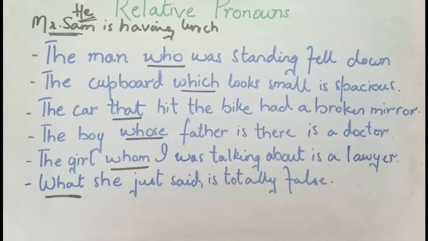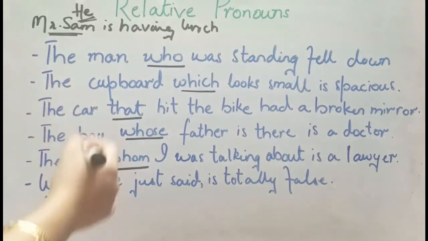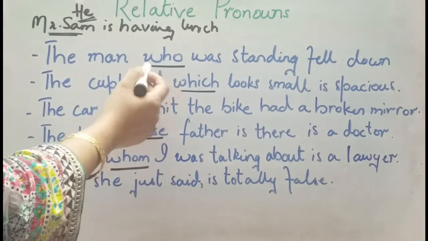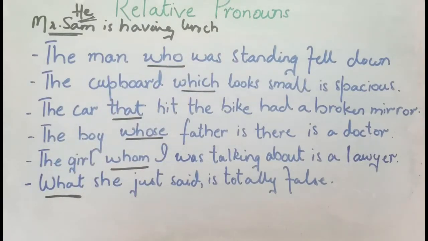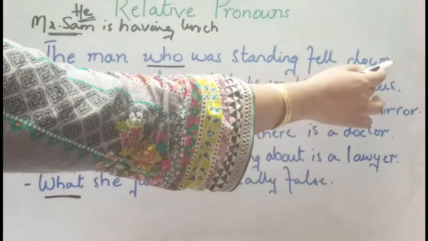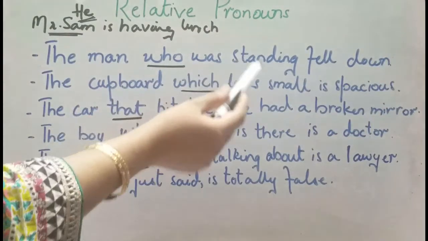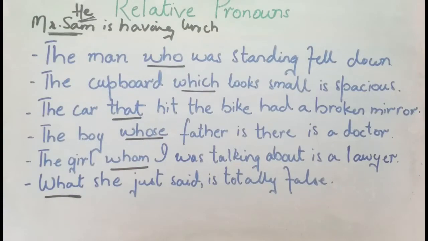Now please don't get confused. What do you mean by antecedent? I'm going to give you the detail about it just after these examples. Just listen to what I'm trying to explain over here in all these 5 sentences. So who over here is my relative pronoun. Who was standing fell down. There is a full stop placed over here. The next one, the cupboard which looks small is spacious. Okay, the antecedent over here is not a person, it's a thing, so I've used which over here.